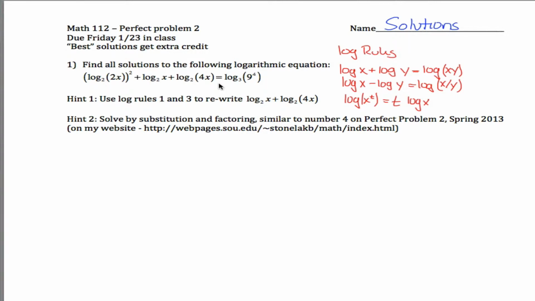Okay, here are the perfect problem 2 solutions for Math 112. You're given this mess of a logarithmic equation. This is actually a pretty challenging problem to solve. So what can you change all the x's into to make this side of the equation the same as this side of the equation?